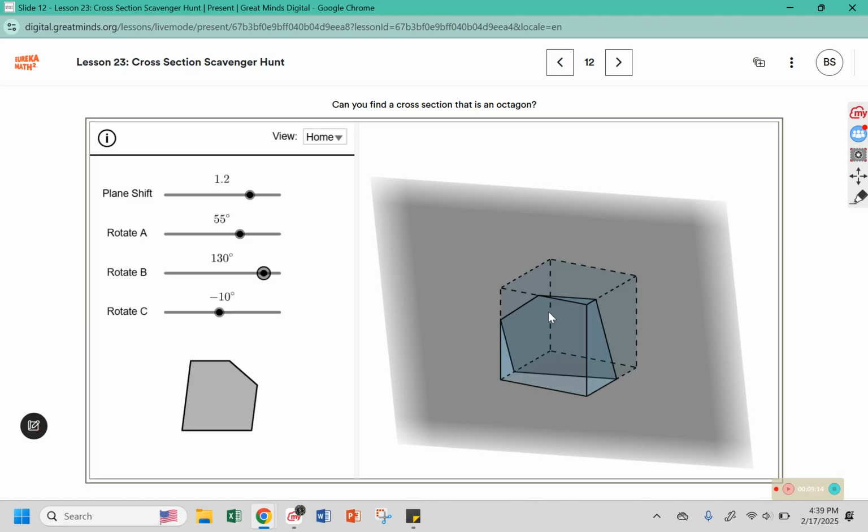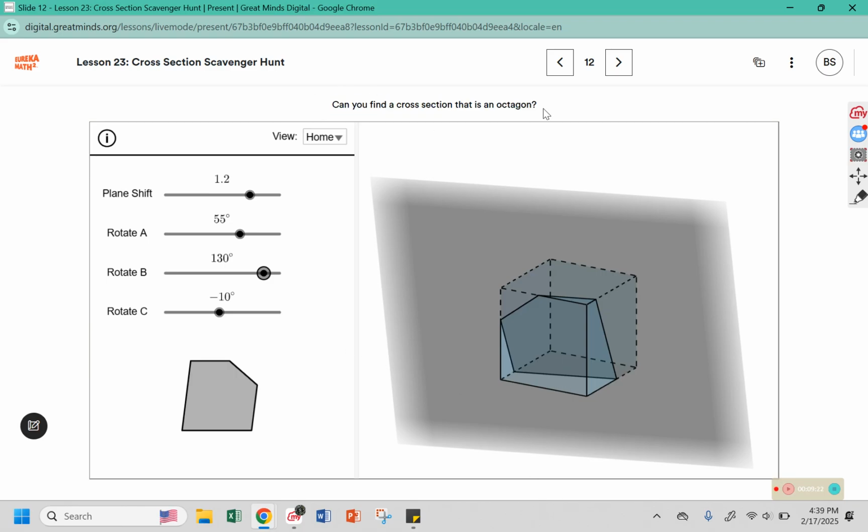So we'd have one, two, three, four, and then five, six for the top and the bottom. So creating an octagon, there are only six faces, so the most we would get would be a hexagon. We won't be able to create an octagon because there are not eight faces in this 3D solid.